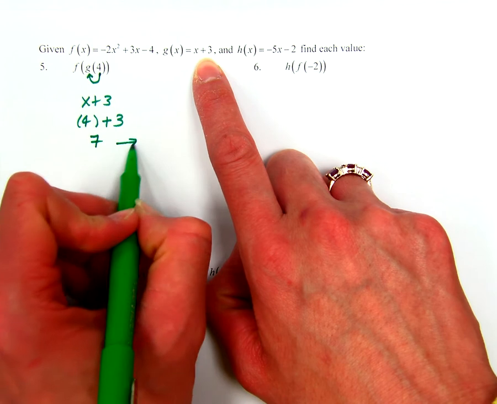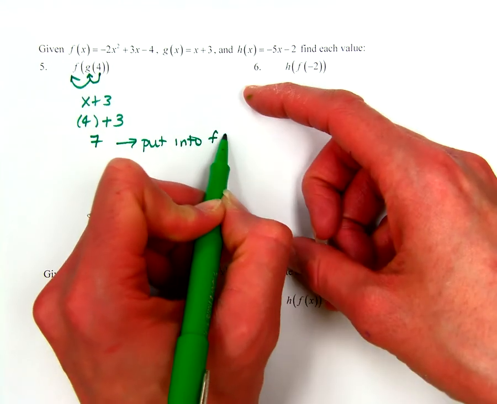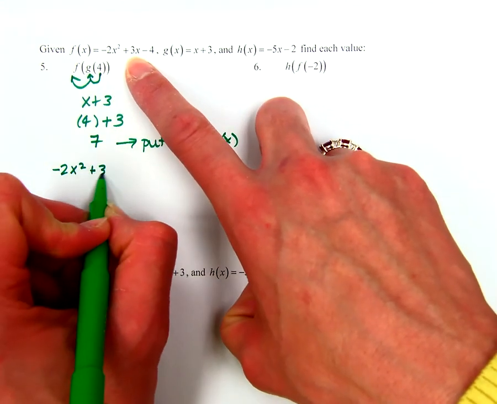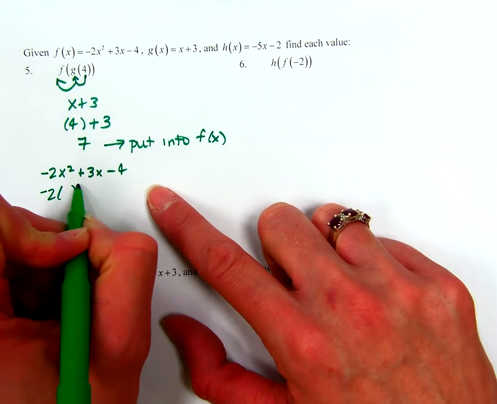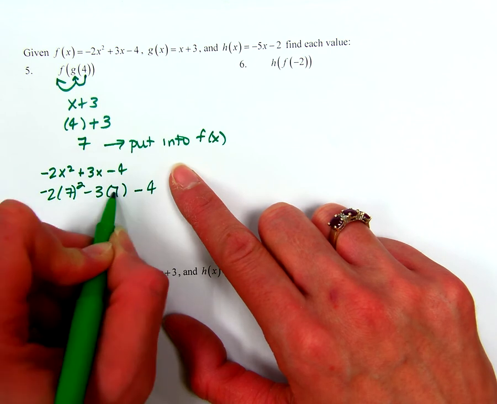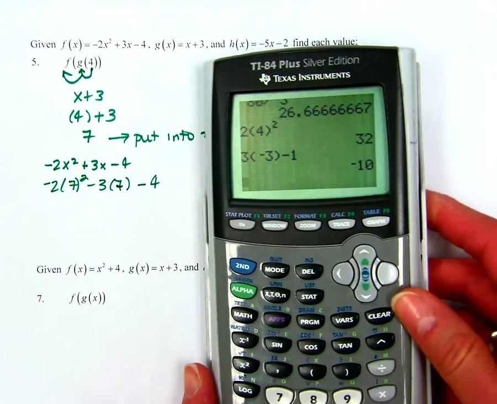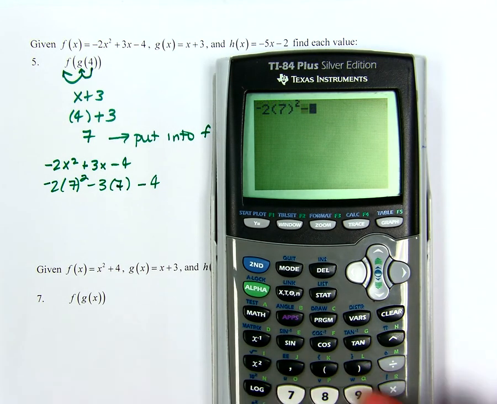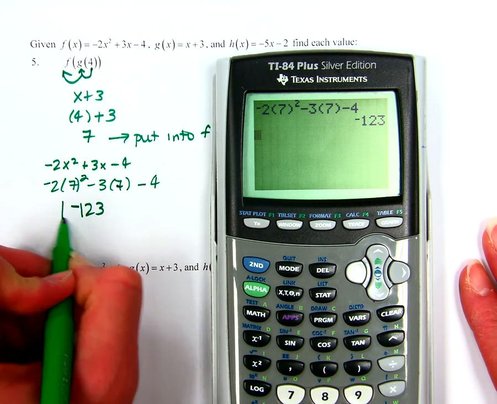What are we going to do with this now? We're going to put it into equation f. Okay, so what was equation f? Negative 2x squared plus 3x minus 4. Take the 7 and replace all your x's with 7. Now, this is kind of long, so maybe we can use our calculator. Right? There's nothing wrong with using your calculator, so we got negative 2 times 7 squared minus 3 times 7 minus 4. So we have negative 123.